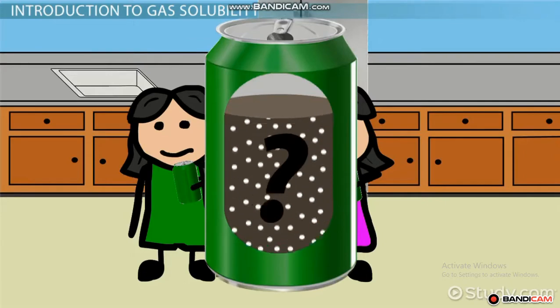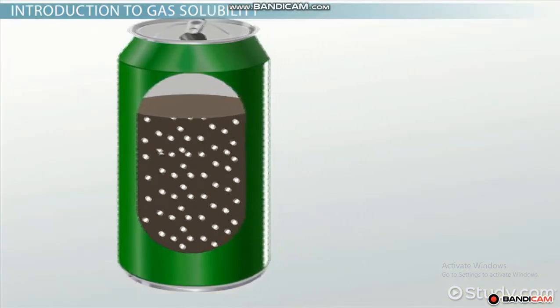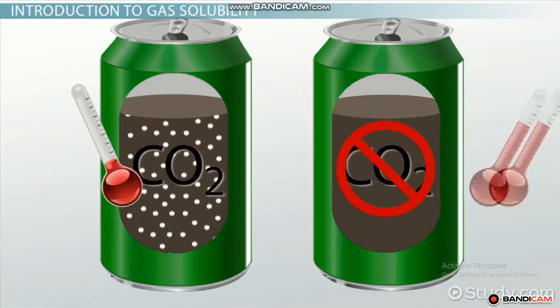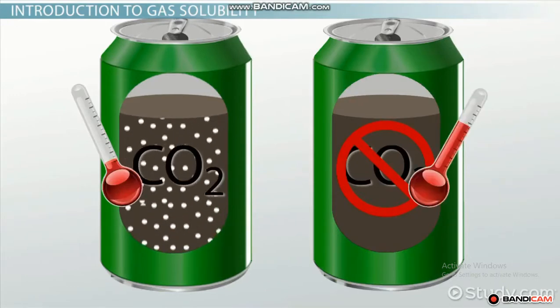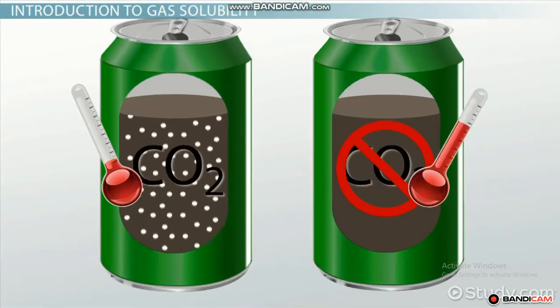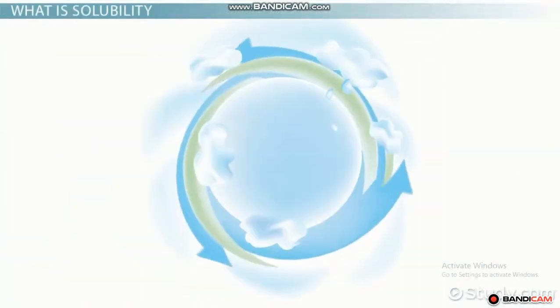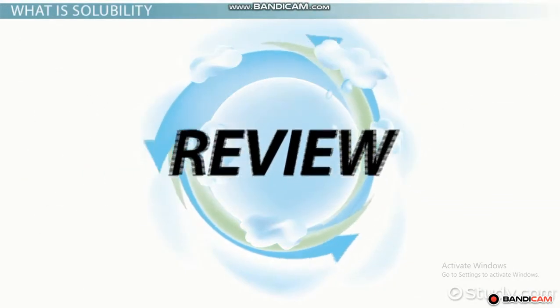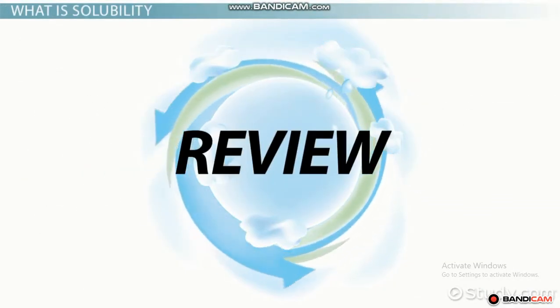So how can we explain this? Why is there still carbon dioxide left in the cold can of soda, but not in the warm can? It is all to do with the solubility of gases in a liquid. Before we move on to looking at gases specifically, let us briefly remind ourselves of some important terms.